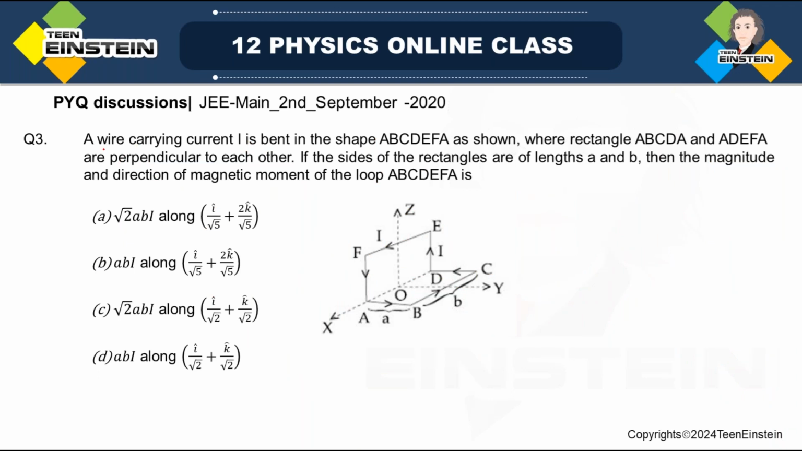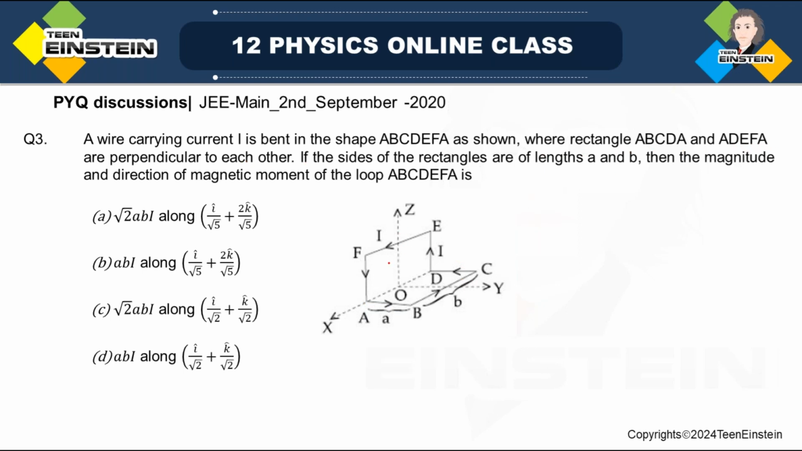This problem says a wire carrying current I is bent in the shape ABCDEFA, where rectangles ABCD and ADEFA are perpendicular to each other.